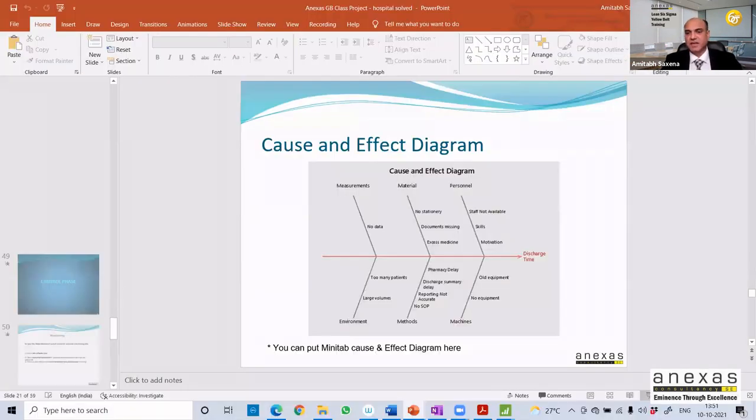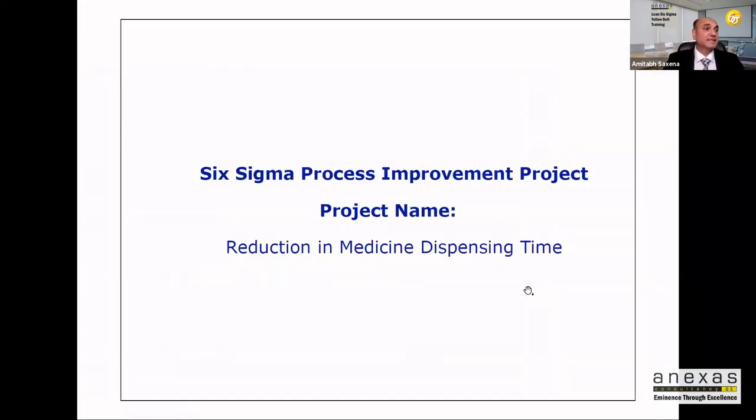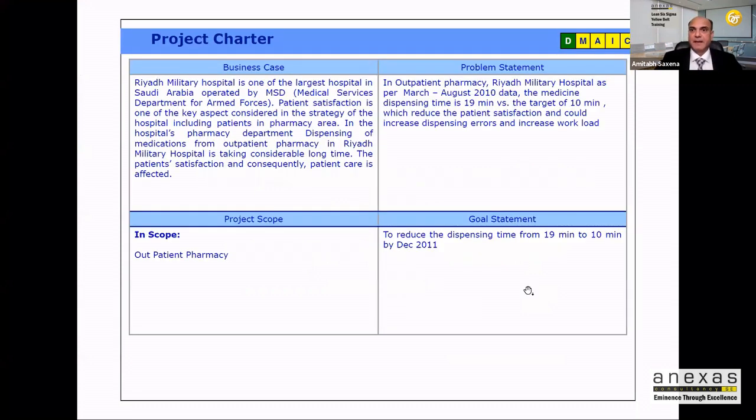One more project I'll show you. This is a reduction of medicine dispensing time. After this I'll be open to questions. So I'm showing you this project. The problem statement is that medicine dispensing time in Riyadh Military Hospital is taking around 20 minutes, and the target is to reduce it to less than 10 minutes.